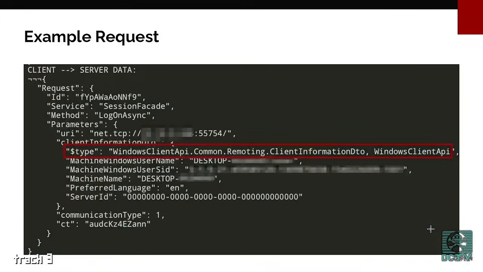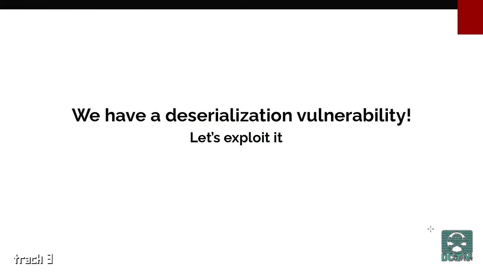Now, this is an example of such a request, and we can see that the client passes along this $type, which basically tells the server what kind of class they want to create on the server's backend. In this case, the WindowsClientAPI class. Cool. So we have a deserialization vulnerability. Let's see what we need to do in order to fully exploit it.